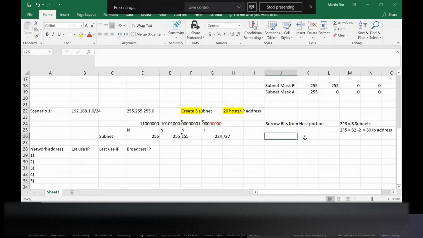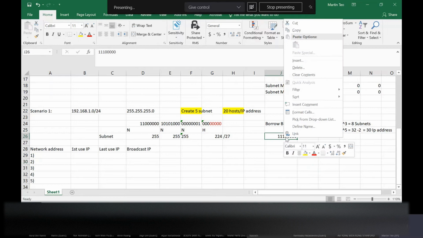So the 3 bits are these 3 bits. The rest are the hosts. 1, 2, 3, 4, 5, 6, 7, 8. Okay, so for the first 3 bits, you just have to take the last digit. Maybe I put red color, it is better. Okay, cannot.